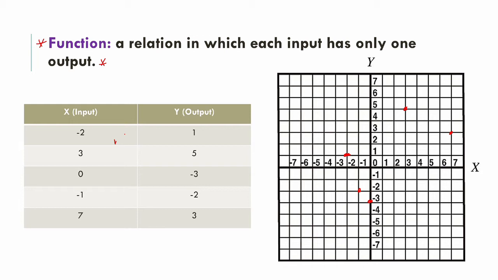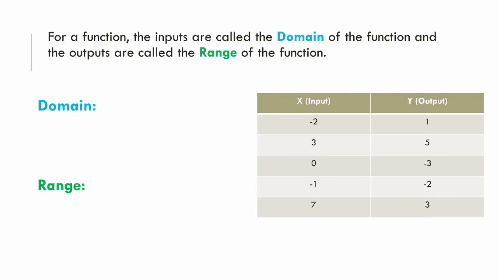Now when we're looking at a function, there are special names we like to use to represent input and output. For a function, the inputs are called the domain of the function, and the outputs are called the range of the function. So for example, in the last table I had, my domain would be the numbers negative 2, 3, 0, negative 1, 7. Notice when I'm listing the domain, I'm using curly brackets at the beginning and end. We don't want to use parentheses when we're listing the domain and range, because then that could look like a point. A very odd point, but it could still be a point. So my domain are the input values, and my range are my output values. So 1, 5, negative 3, negative 2, and 3.